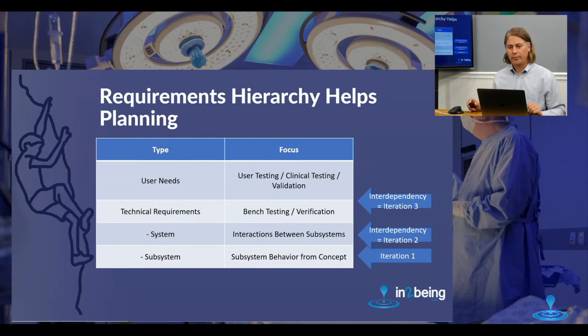Now, that being said, it's important that you look at your actual project. None of this is meant to be a rule of thumb to say, oh, it's always going to be this, but rather to focus you on the reality that interdependencies create iterations.